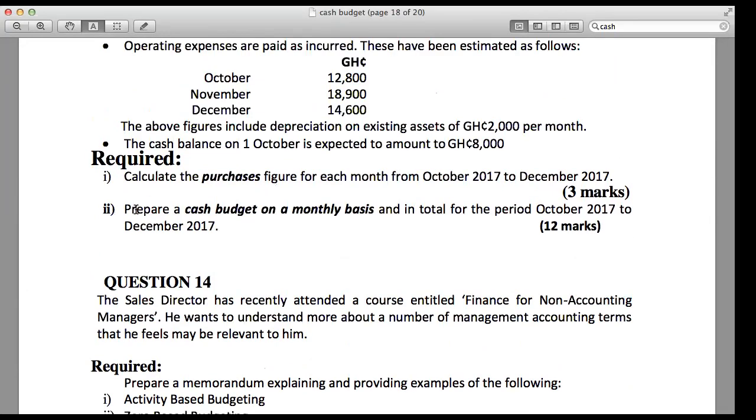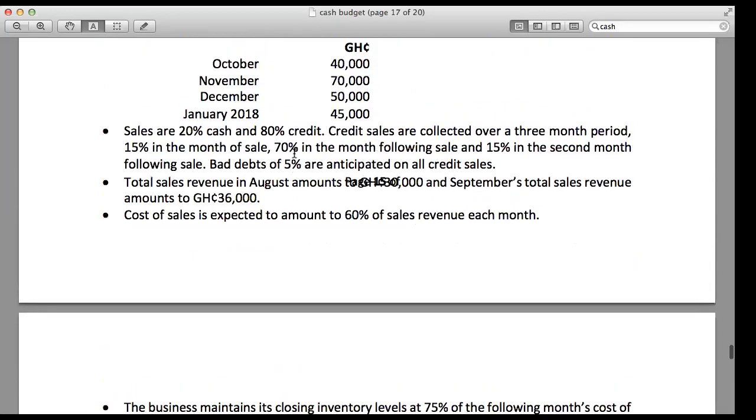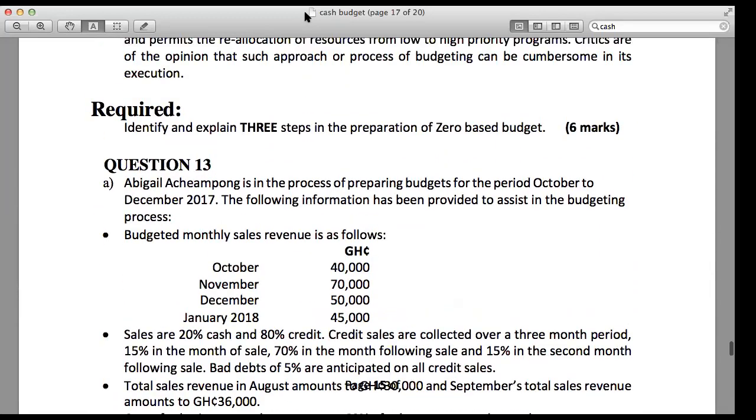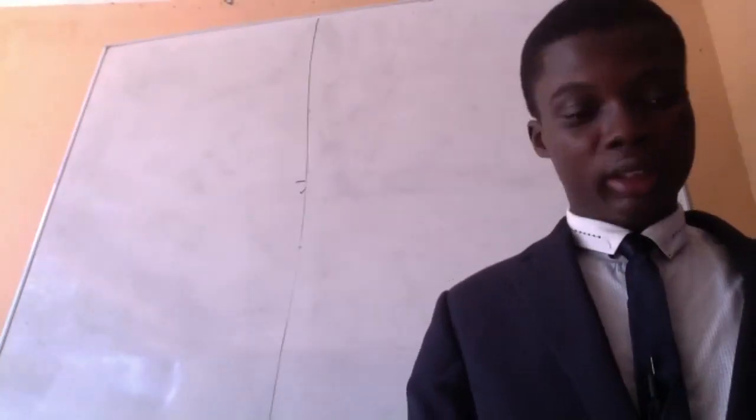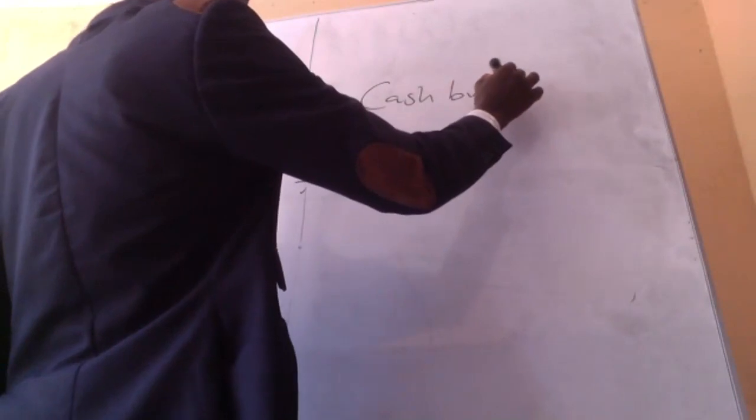Now the next question says to prepare a cash budget on a monthly basis and in total for the months of October 2017 to December 2017. So that's the cash budget. Before I solve this question, I'll walk you through the intro of a cash budget, what you need anytime you're solving a cash budget question. So for a cash budget question, we will start like this.